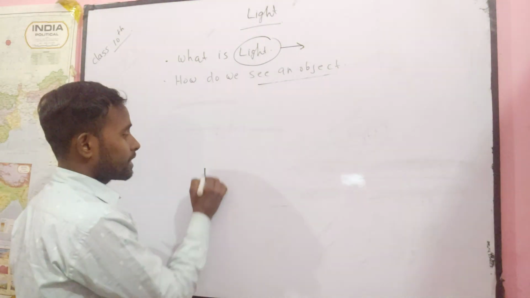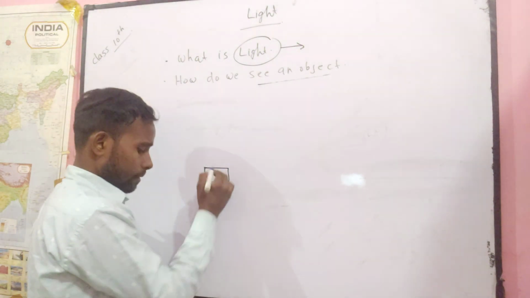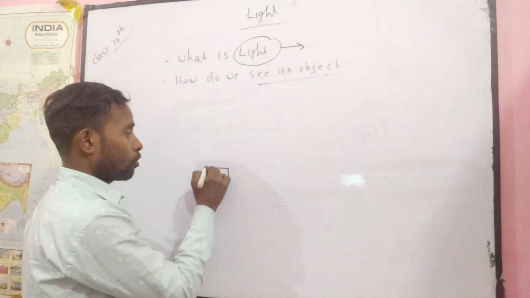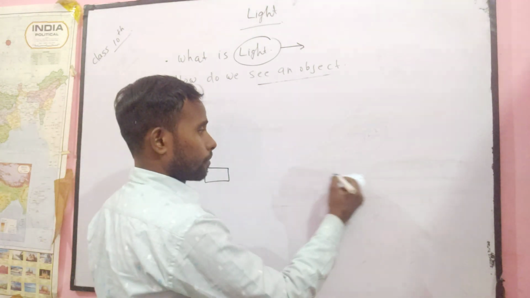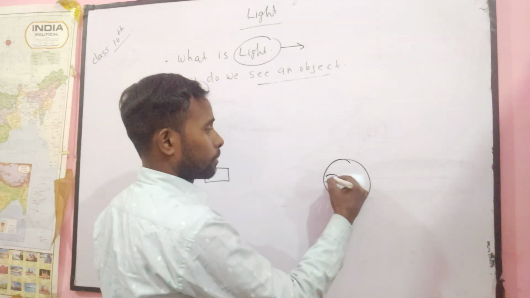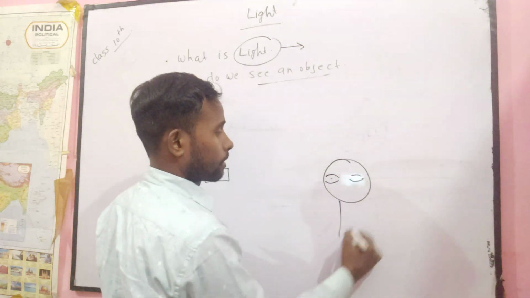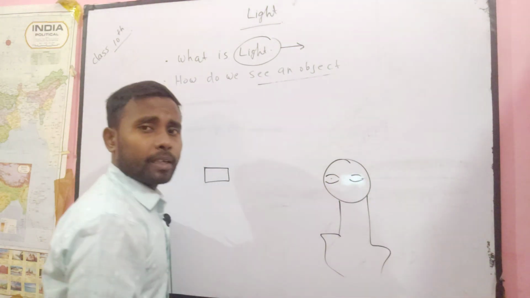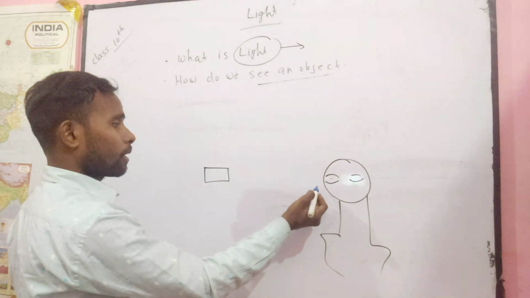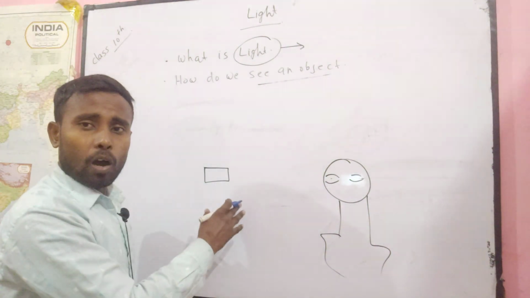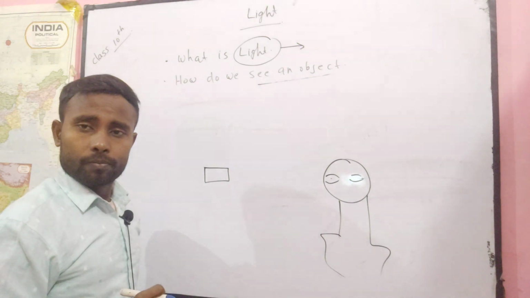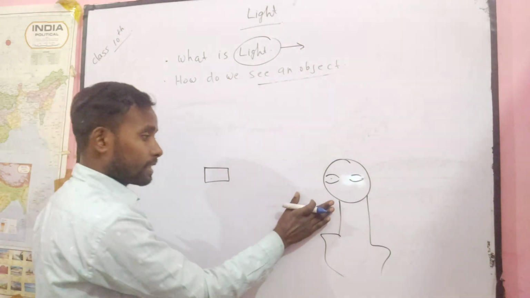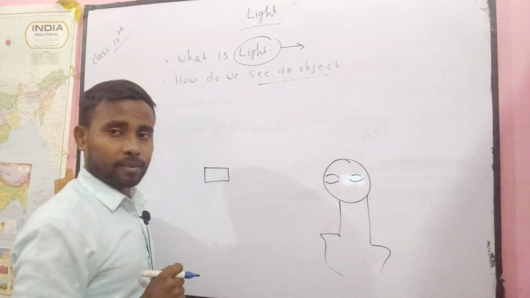Suppose that there is any commodity. This is your object, and someone here. Suppose that there are people. Now, these are the people who see this object. How do these people see this object?